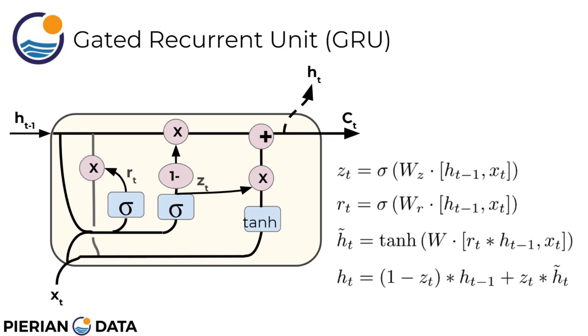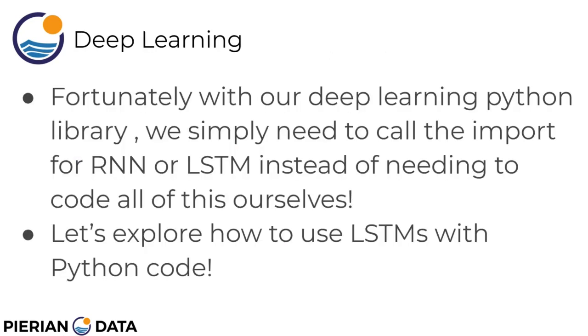So if you want, you can check out the links I have for this lecture to see an in-depth explanation of which variants are the best, how their differences actually matter, and when to use certain units. Okay. Now, fortunately, with our deep learning Python library, we simply just need to call the import for recurrent neural network, or LSTM, instead of needing to code all of these calculations out ourselves. So finally, let's go ahead and explore how to use LSTMs for deep learning with Python code. I'll see you at the next lecture.